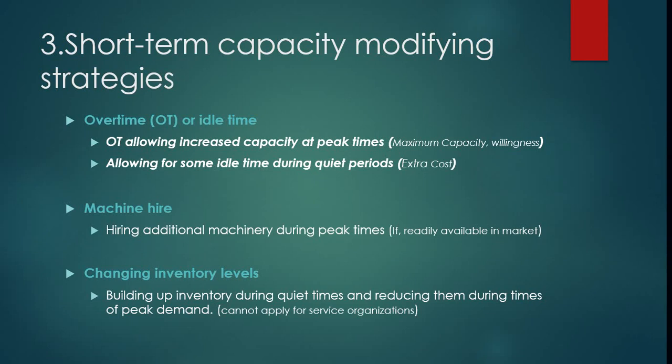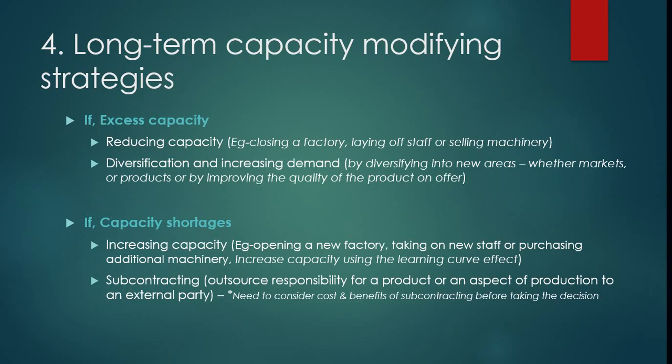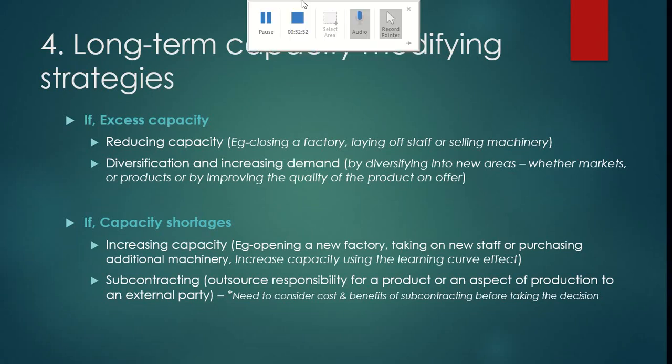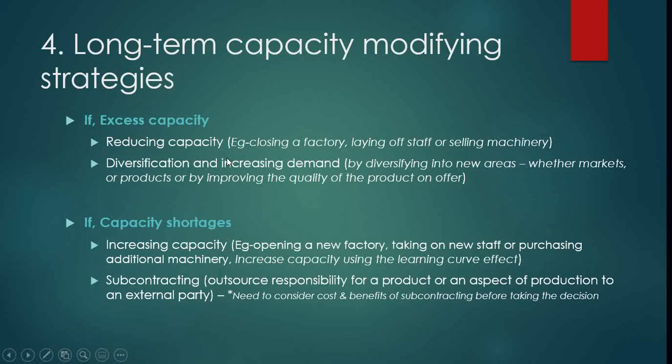We discussed three possible strategies, right? Now we'll move to the next part, long term capacity modifying strategies. Long term means a period of more than one year. Here we are going to expand our business, expand our factory, acquire new machines, those kinds of things, which means we are going to make some permanent changes. So these are long term capacity modifying strategies.